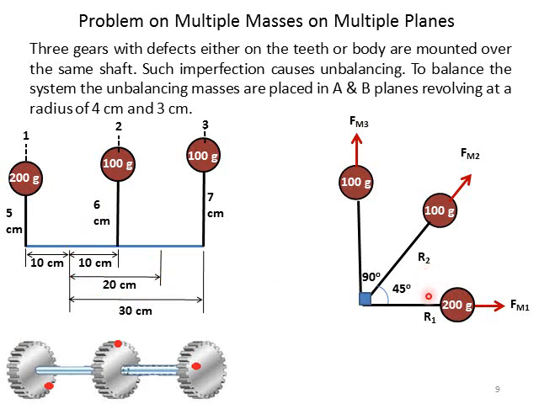Other very important information is the angular rotation. So the angular position of each of the gears is known. If we take gear 1 as horizontal, then the unbalanced mass on gear 2 is at an angle of 45 degrees with respect to horizontal, and the angular position of mass 3, which is 100 gram, is at a 90 degree angle with respect to the horizontal axis.